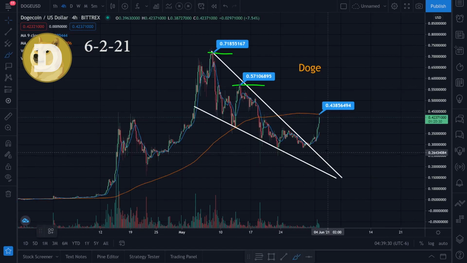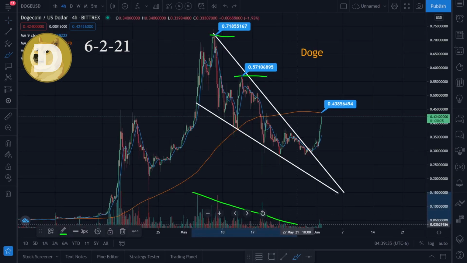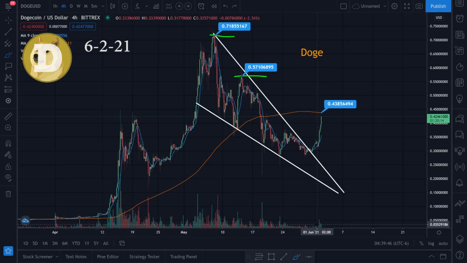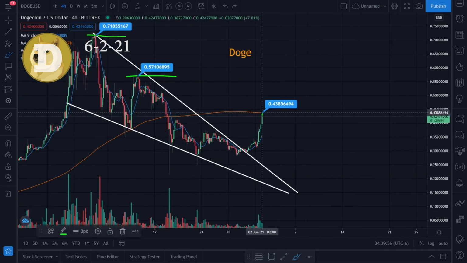We did get a nice breakout right here though, and we had declining volume throughout this time, and then we got a little bit of a spike right here. It's not huge, but it is bigger than what we've been having in this previous time frame right here.